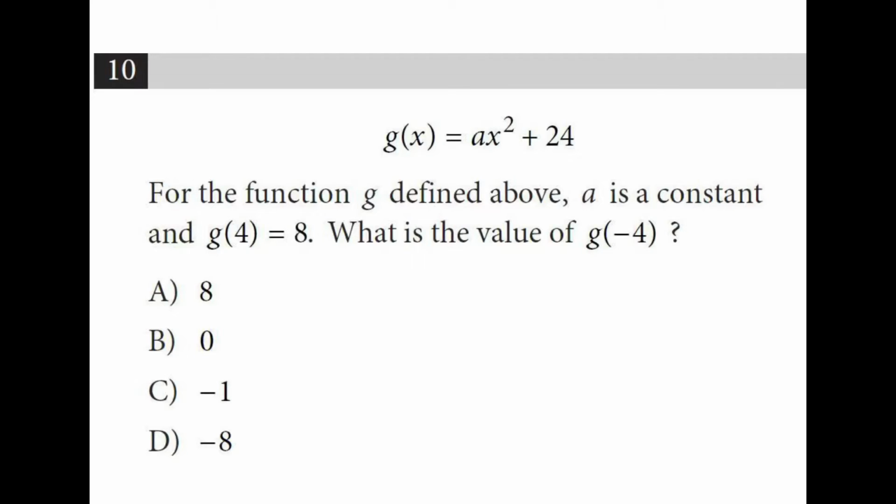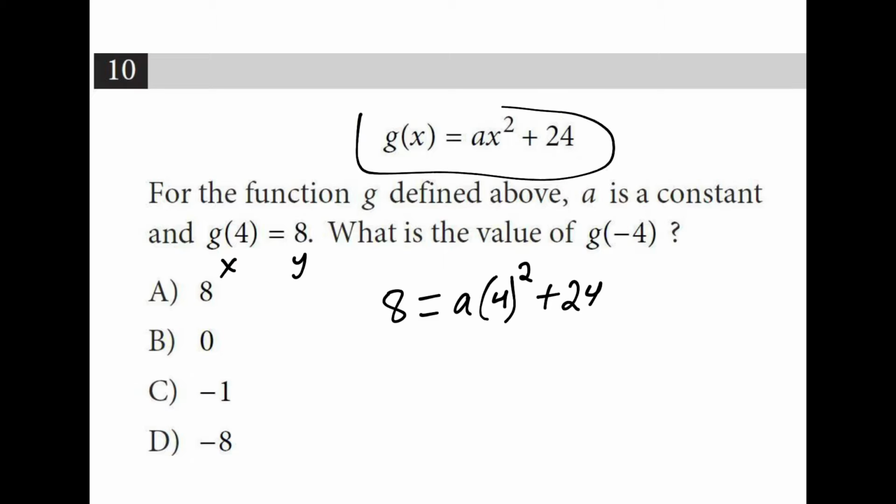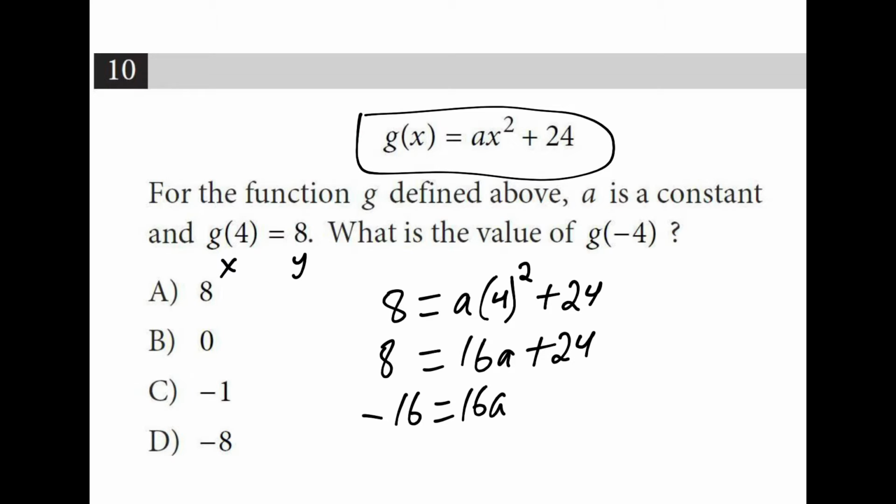For this one, when they say g of 4 is equal to 8, 4 is the x value, 8 is the y value. So we can plug those into that top equation like this. 4 squared is 16. If we subtract 24 from both sides, we get that a is equal to negative 1. And this is a distractor, it's not really the answer.